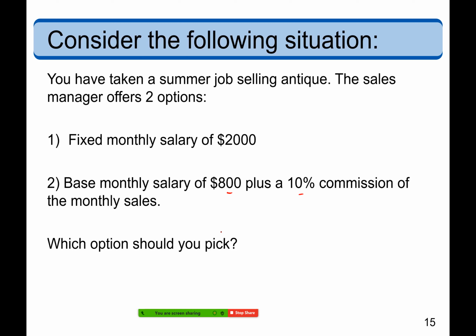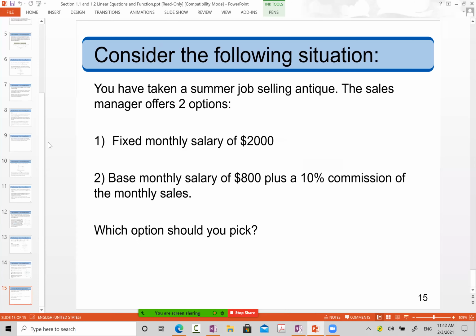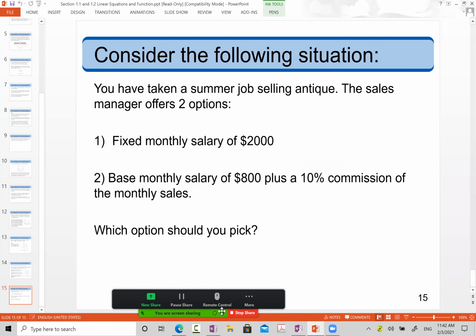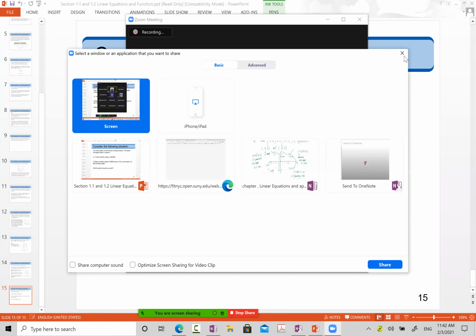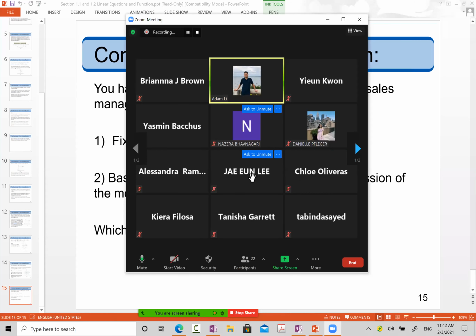Okay, anyone want to share your idea? Like anybody want to share which one you will pick and why? Which one is better off? And let's say you, on a personal level.